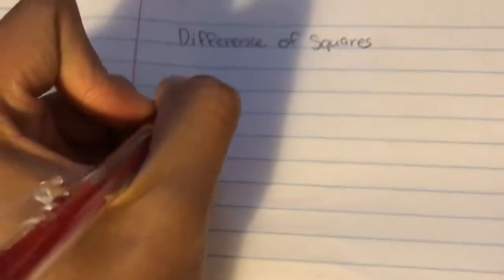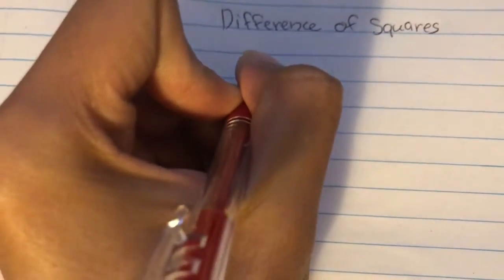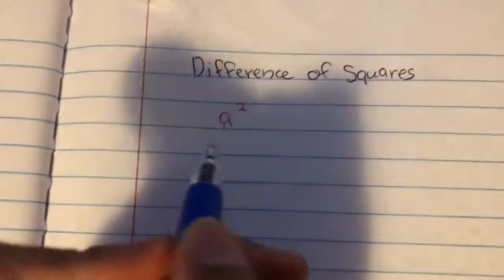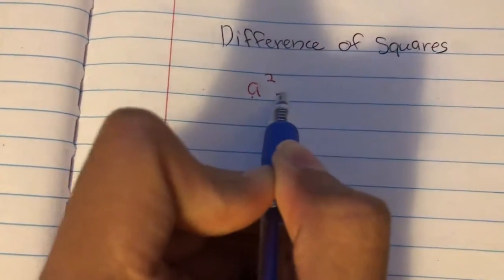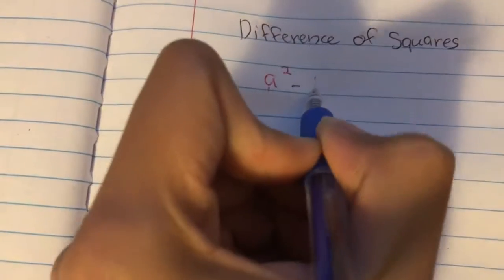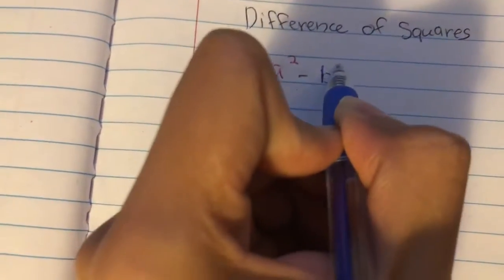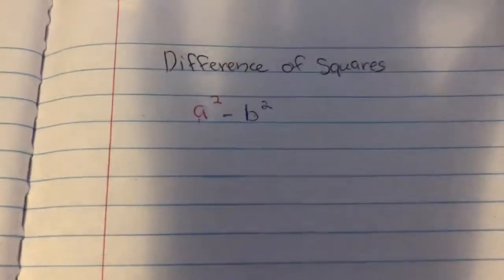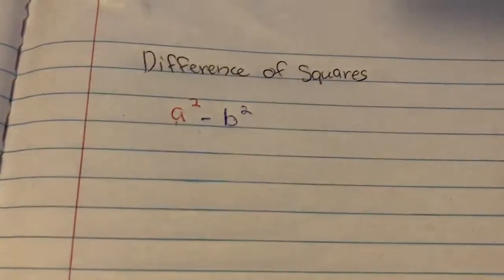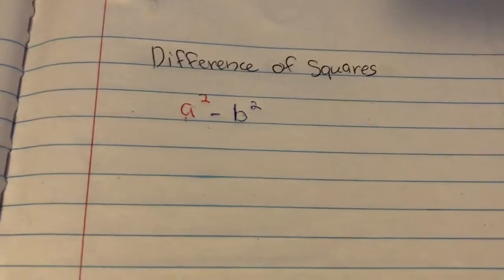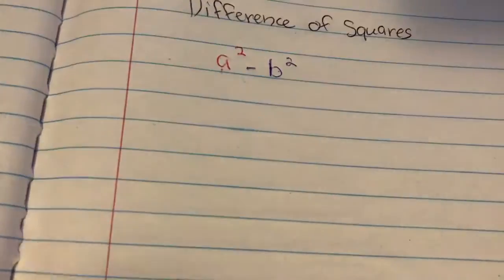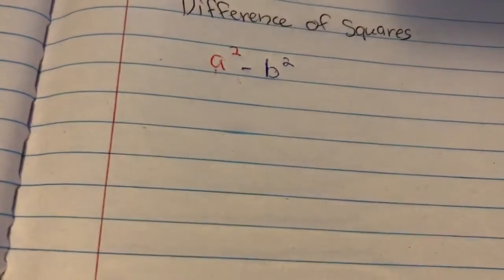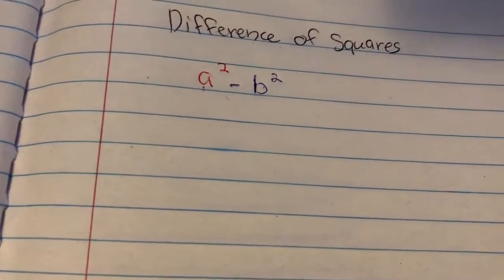So when we have a squared minus b squared, that's usually our basic fundamental that we would see as difference of squares: a squared minus b squared. And basically, to solve that isn't really difficult at all.